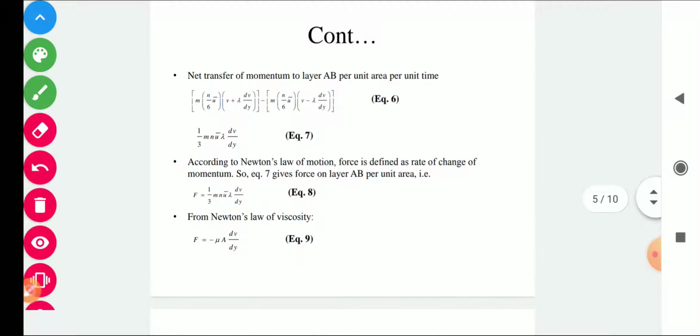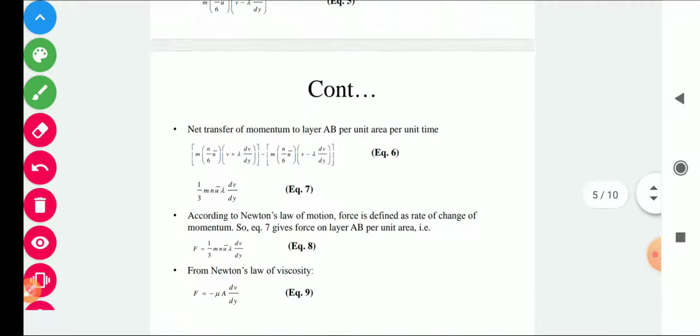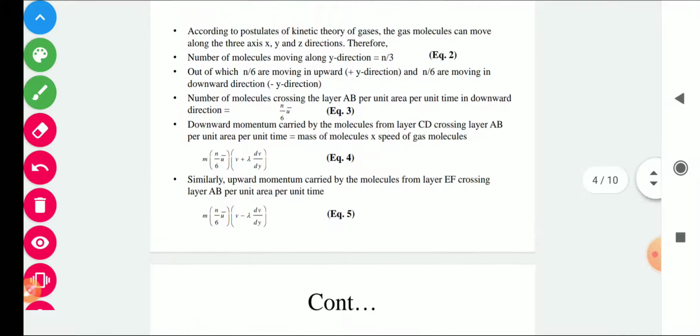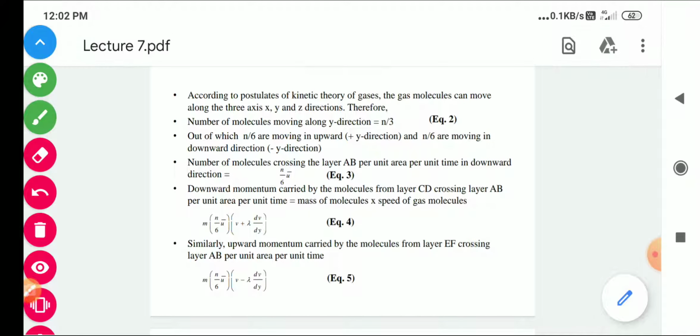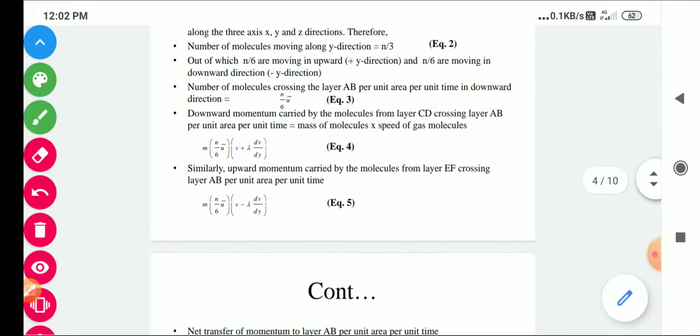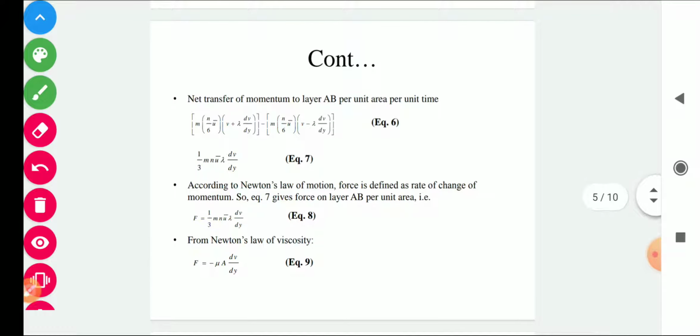Now if we want to calculate the net momentum transfer, it will be equal to the downward momentum minus the upward momentum. If we take the difference of these two values, we will get the net momentum transfer to layer AB per unit area per unit time. If we subtract equation 5 from equation 4, we will get the net momentum transfer, and if we solve this equation, finally we will get this value.